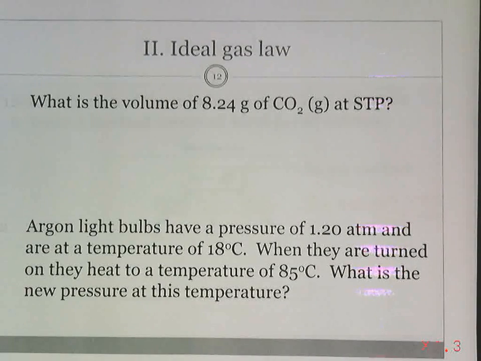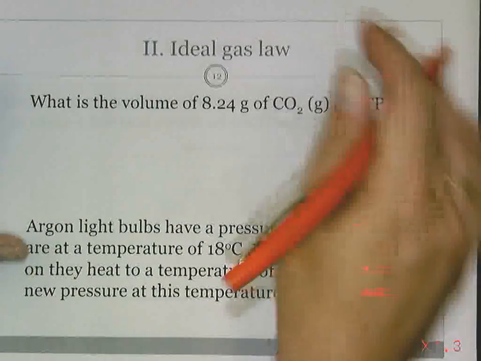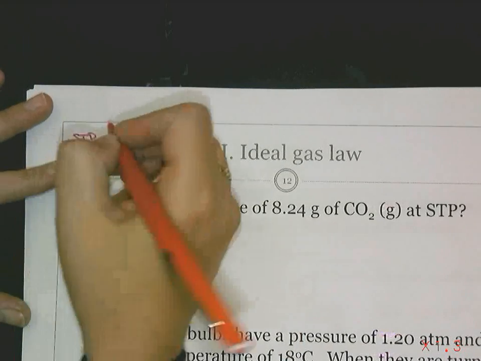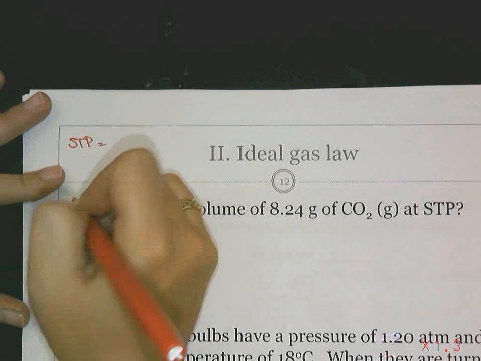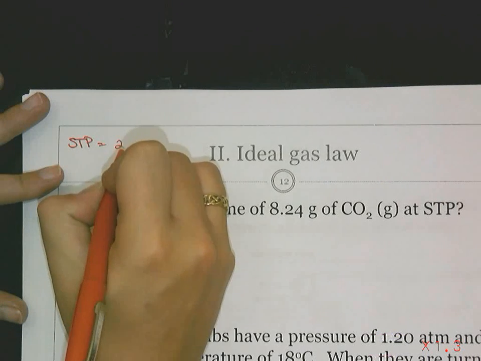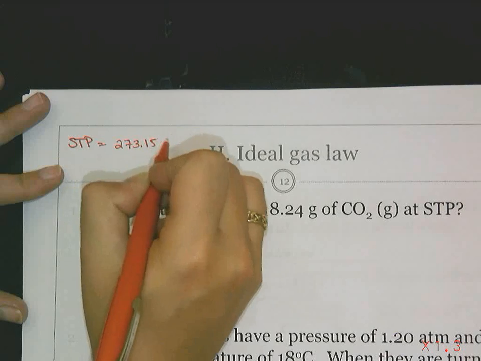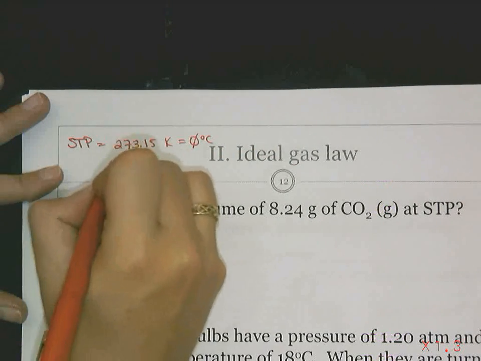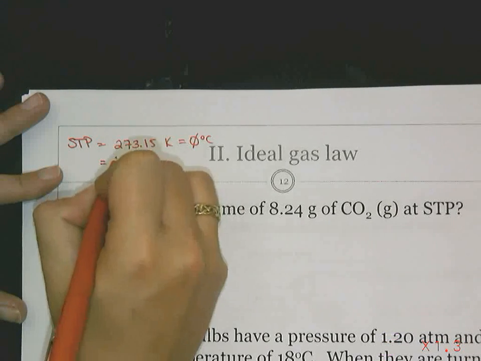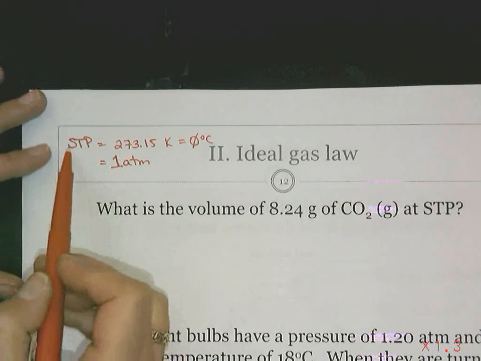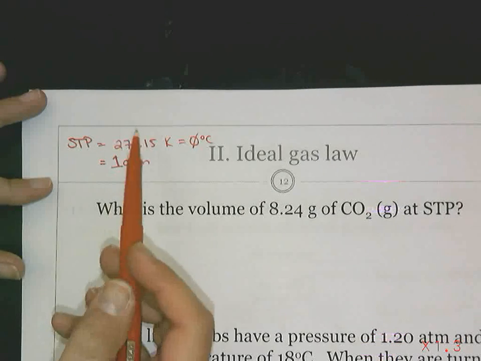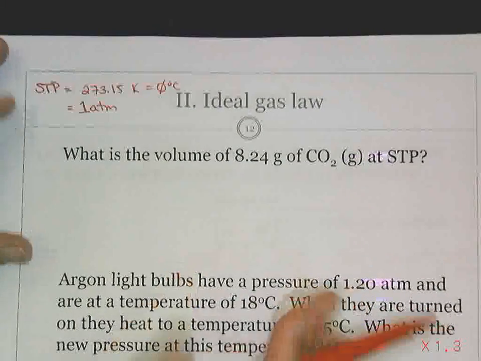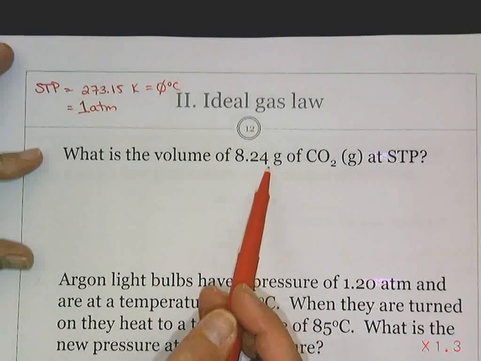So first, STP is defined as 273.15 Kelvin, which is also 0 degrees Celsius, and 1 atmosphere. So STP, standard temperature and pressure, tells us that our temperature is known, and so is our pressure. So those two things are given. I'm looking for volume, and the last thing I need is moles. So I have to figure out how to convert this grams to moles.